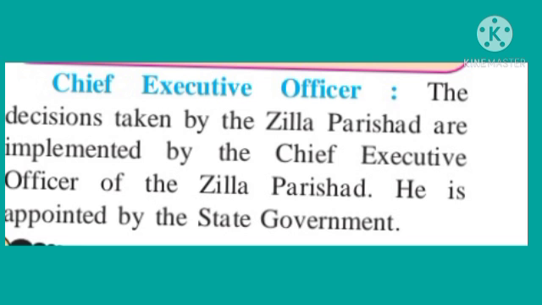The decisions taken by the Zilla Parishad are implemented by the Chief Executive Officer of the Zilla Parishad. He is appointed by the state government. Who appoints the Chief Executive Officer? The state government appoints the Chief Executive Officer, and he takes the decision to implement.